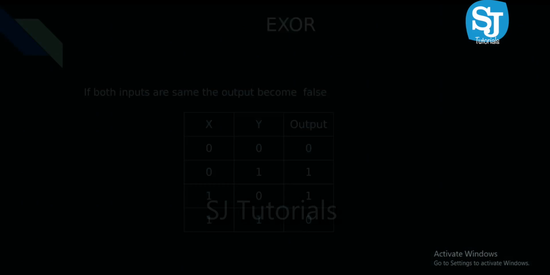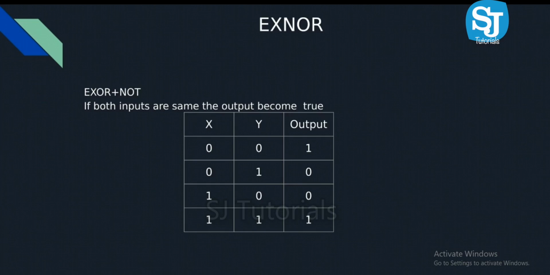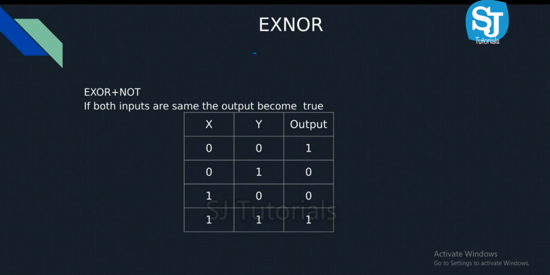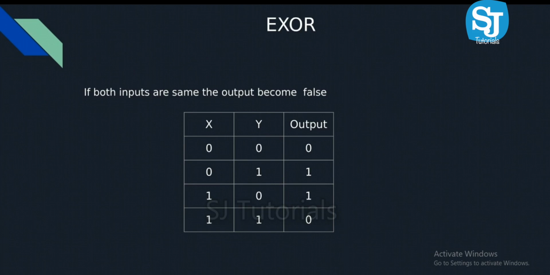Then next is the XNOR gate. What is XNOR gate? XNOR means XOR plus NOT. That means just the complement of the XOR gate is called XNOR. The condition is if both inputs are the same, the output becomes true. Here in this XOR gate, both inputs are true, the output becomes false.